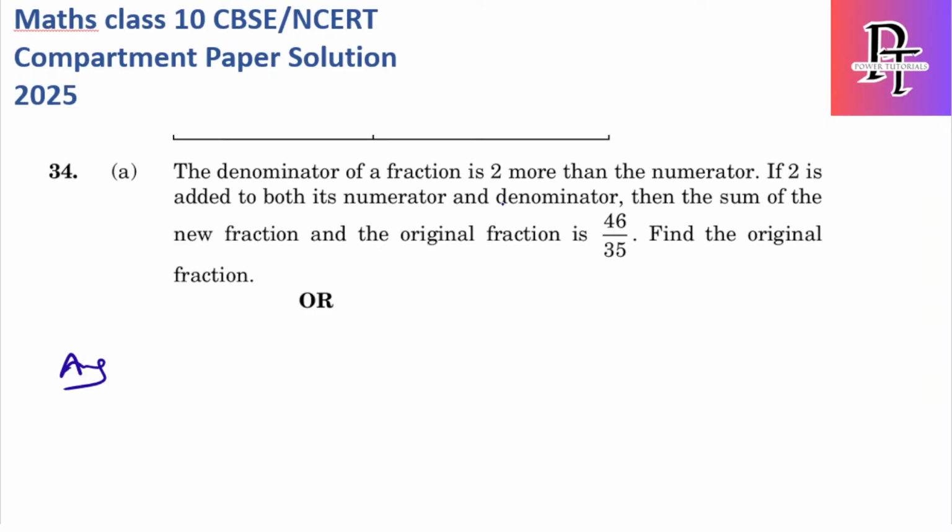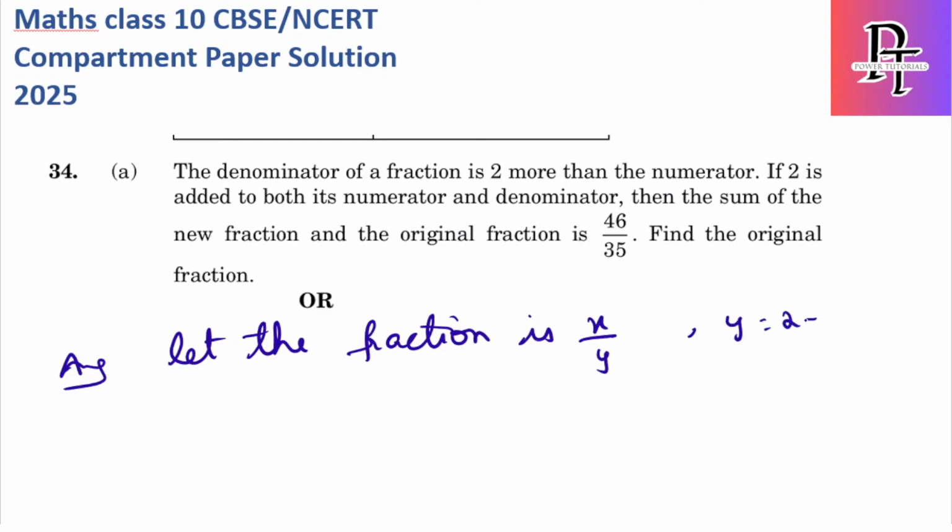Okay, so the denominator of a fraction. Always remember, if we have a fraction, we have a numerator and a denominator. So let the fraction be x by y. The denominator of the fraction is 2 more than the numerator, so y is equal to 2 plus x. This is the first equation. If 2 is added to both the numerator and the denominator, this becomes x plus 2 over y plus 2, and y I will write as 2 plus x.